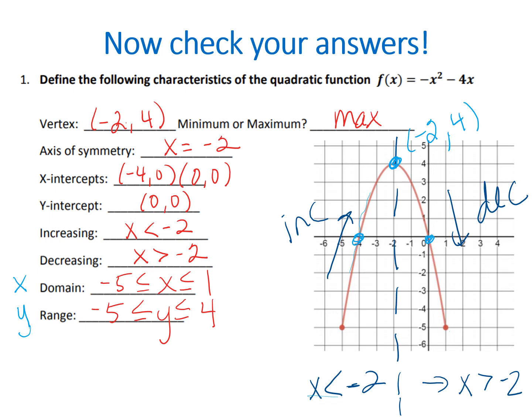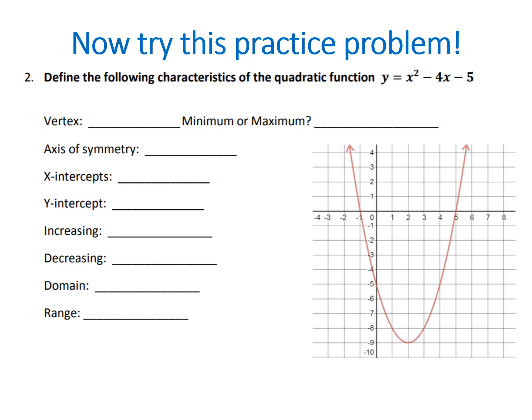I'm going to give you another one, and let's see if you can make 100 on this one. This will be our final practice problem for today. One of the things that's different in this graph is notice that there are arrows instead of endpoints this time.